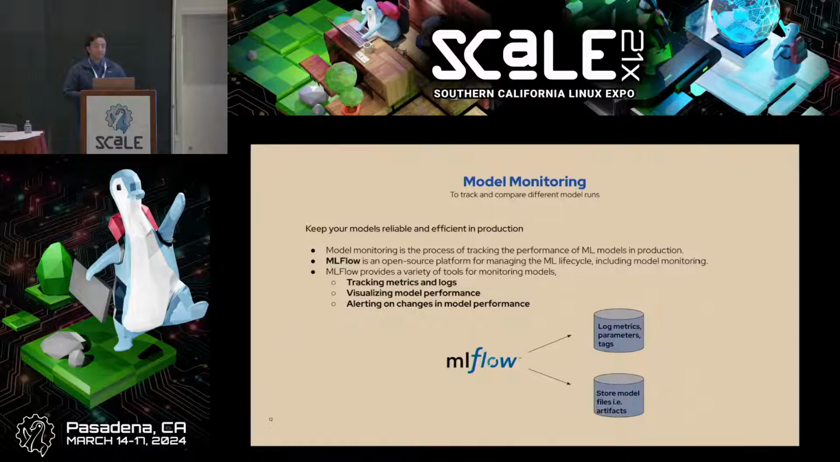You can track metrics and logs. Whichever metrics you want to track, you can log over there, and it will be logged automatically. You can visualize model performances. And you can also set up an alert if there is any change in the model performance. For example, you can set up an alert for your MAPE values: if you run it, and if the MAPE score is above 10%, then just send me an alert. You can set up those kinds of things with MLflow.